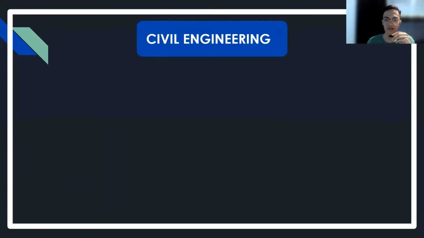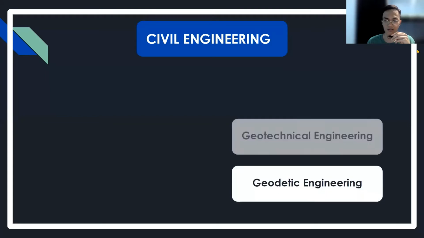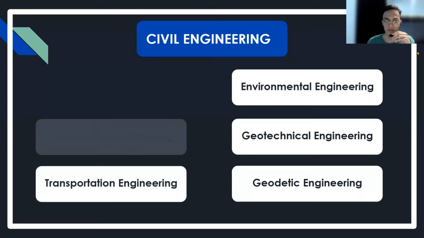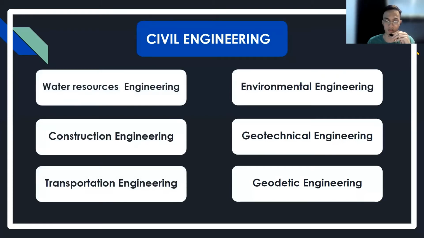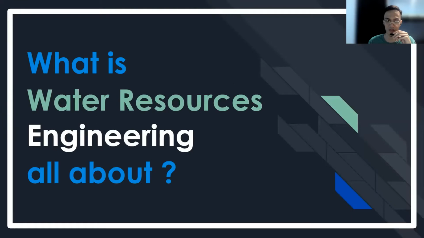Civil engineering is a very broad field of engineering. It has a wide range of branches. These branches include geodetic engineering, geotechnical engineering, environmental engineering, transportation, construction, and water resources engineering. But today, we're going to talk about a specific branch of civil engineering, which is water resources engineering. So, the question is, what is water resources engineering all about?